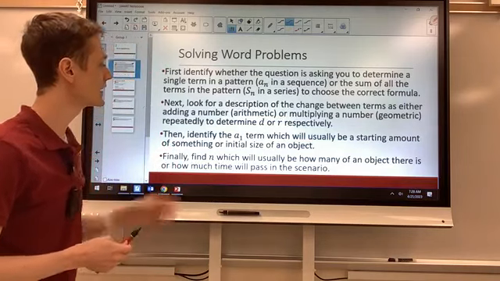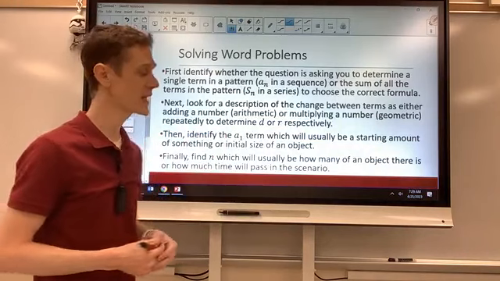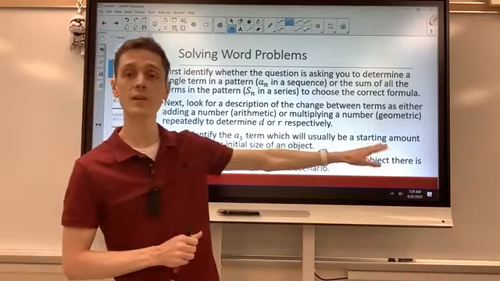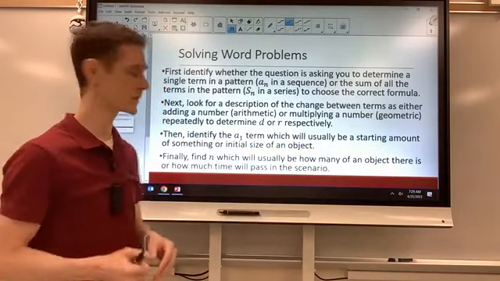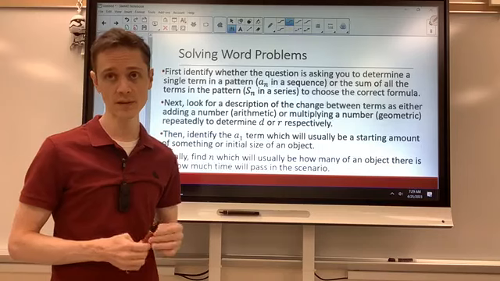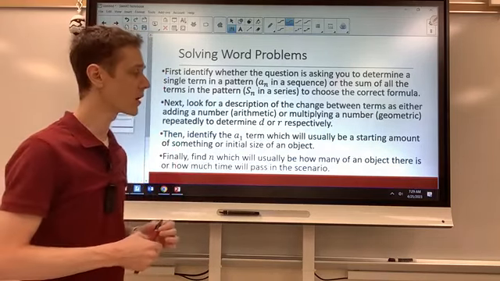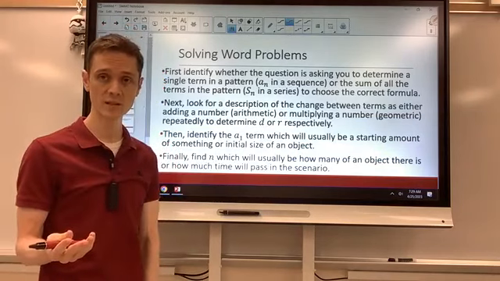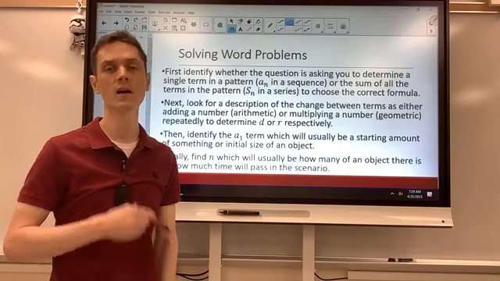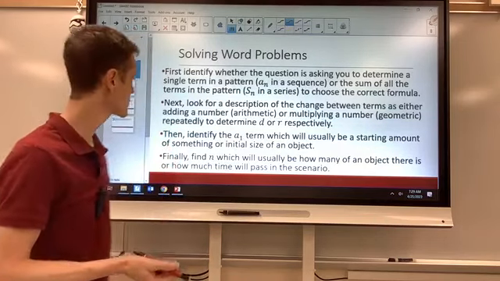And then the next pieces you want to look for: A sub 1 would be the starting amount, or the initial amount you have of something. It might be the initial size of an object. So they'll usually say something about it being the starting value. That would be your A sub 1, the first term in the sequence. And n is going to be how many terms you have in the entire pattern. So in the theater example, that would be something like there are 50 rows of seats in the theater. In the salary example that we're going to do, it would be something like, are you interested in your salary after 10 years? Then n is 10. You have 10 terms in that sequence.